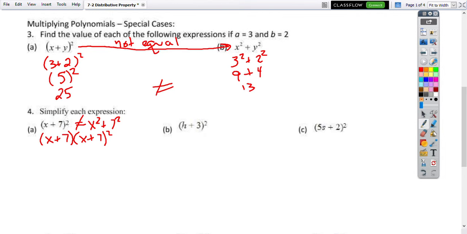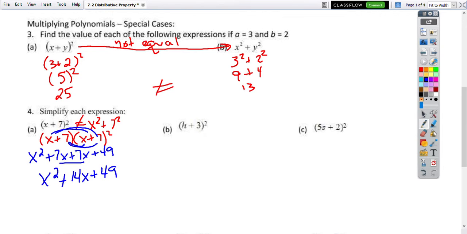So remember, when we do that, we're going to distribute the x first. So x times x is x squared. X times 7 is 7x. Do 7 times x, which is 7x again. And then 7 times 7, which is 49. And then we're going to add our two like terms in the middle. So we get x squared plus 14x plus 49. Okay? And the same thing's going to happen with like h plus 3 squared, or 5s plus 2 squared.